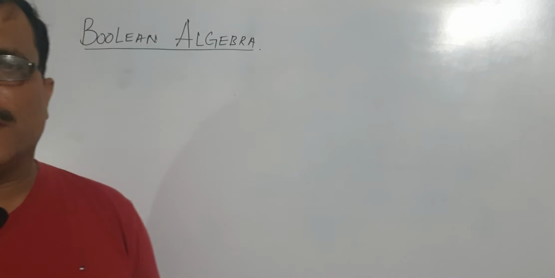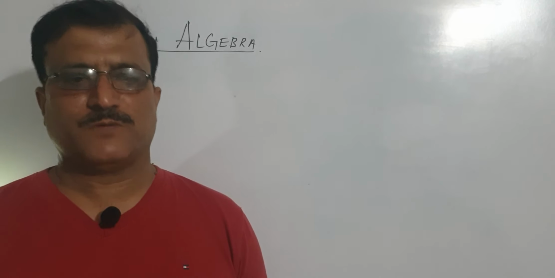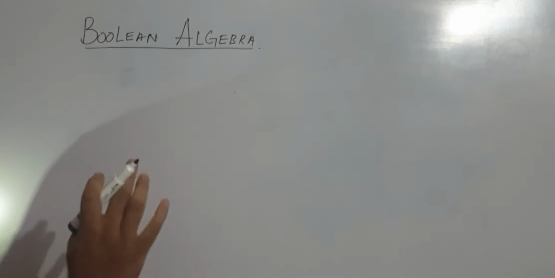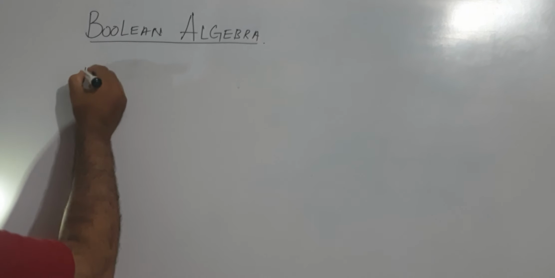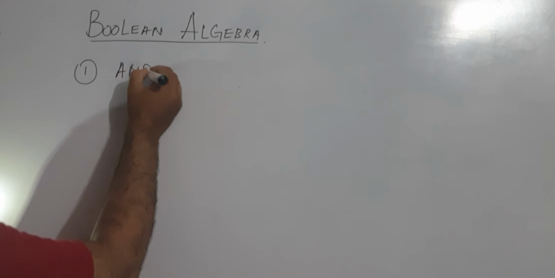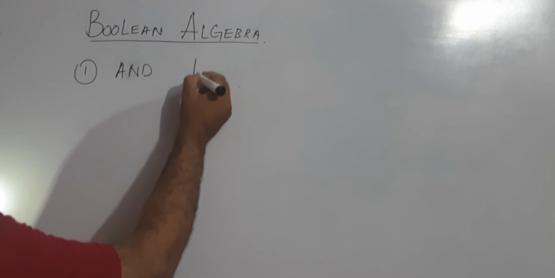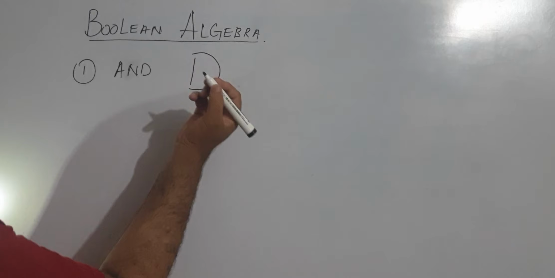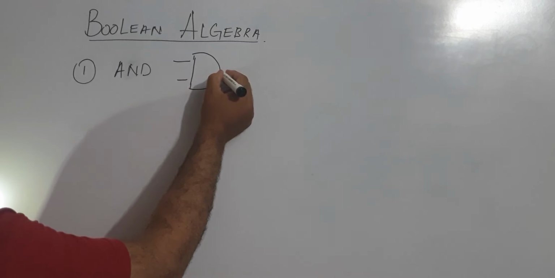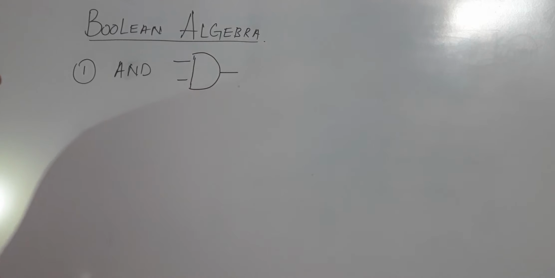Now we must know how this Boolean algebra is basically implemented inside logic circuits. You know that we have three basic gates. The very first is the AND gate, and the symbol of the AND gate is a straight line with a curve here. Let's say we are talking about the two-input gate, so we will have two inputs and one output.